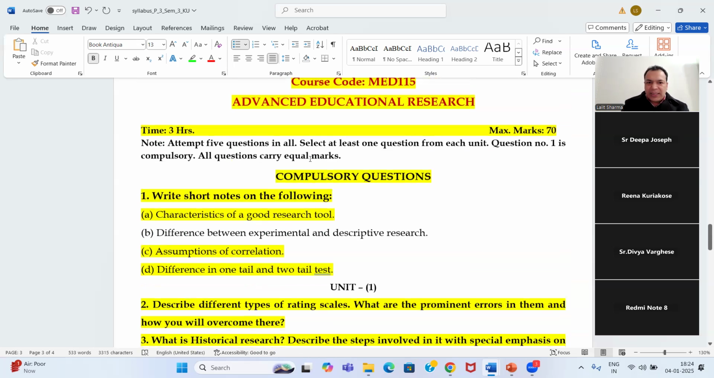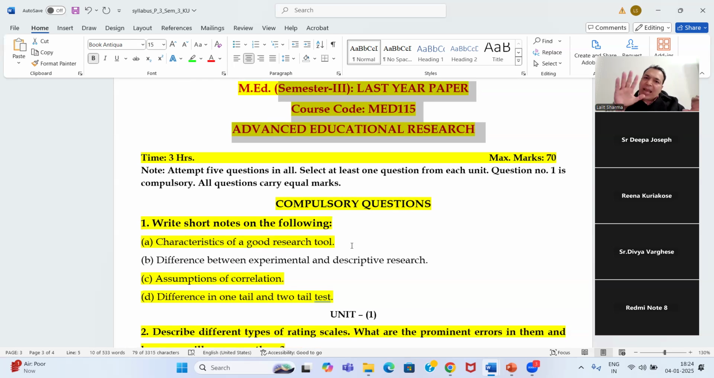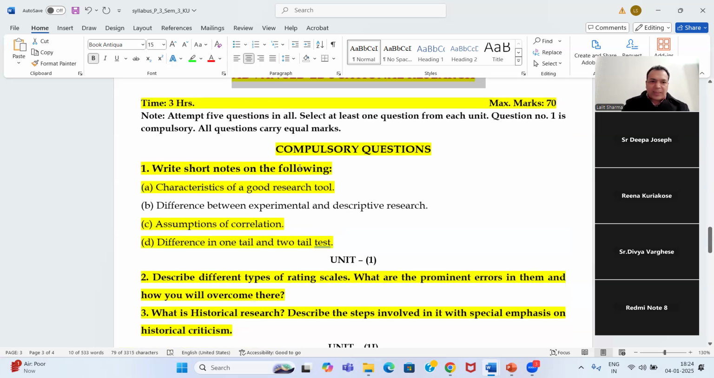And in the second page, the last year paper I have given. The total notes are around 130 pages, right? In these 60, 70 pages, last year's paper is solved. And the rest of the 70 pages are additional notes which cover your whole syllabus, right? So this is your last year paper.